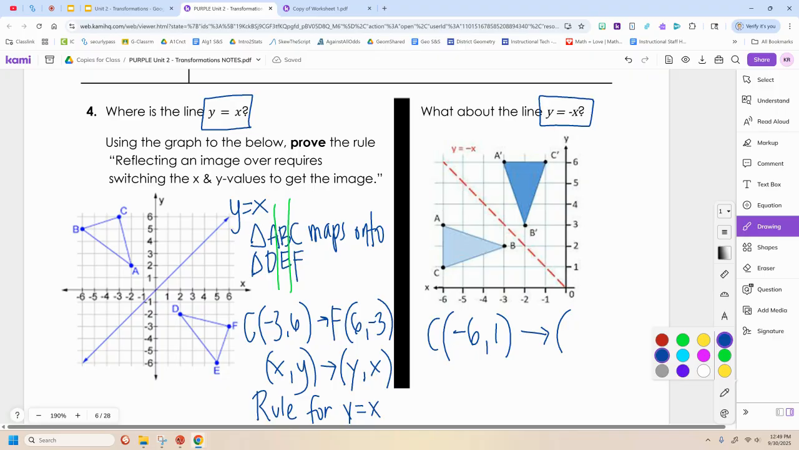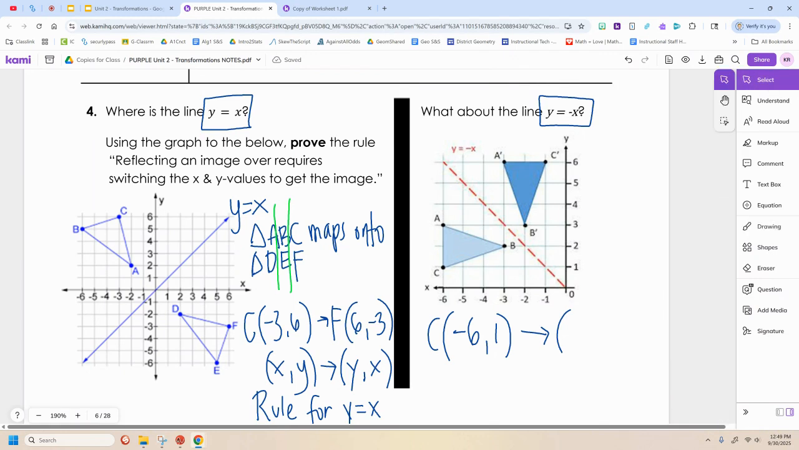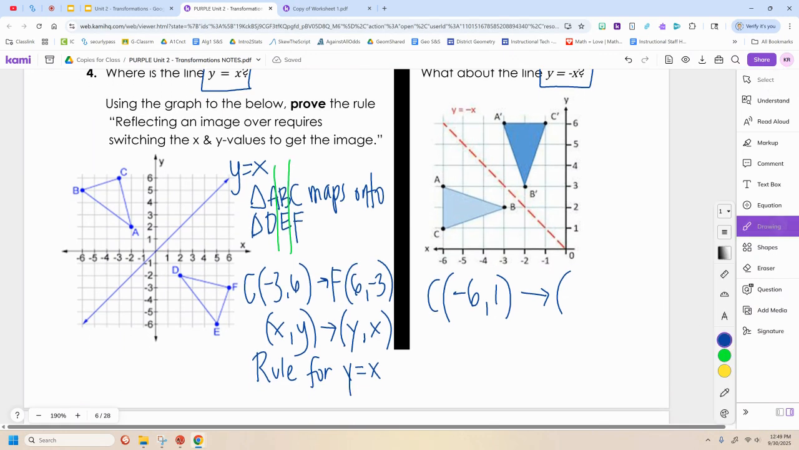Now, is it just going to switch the two numbers, or is it going to be more interesting than that? Just a little bit more interesting. C prime is located at -1, comma, +6. It does make sense. It's just a little bit wonky.